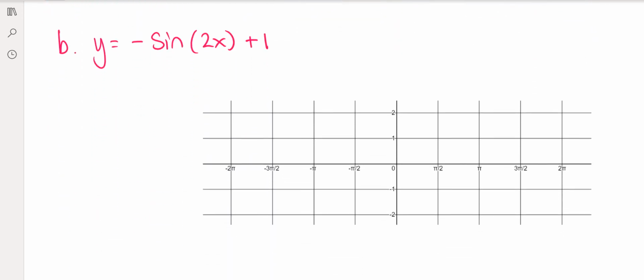Here's the next one. Go ahead and write the equation down. Y equals negative sine of 2x plus 1. I'll give you 1 minute to identify amplitude, period, y-intercept, midline.